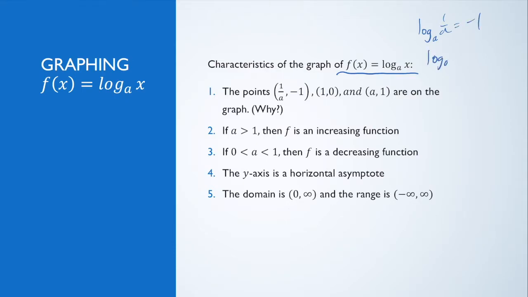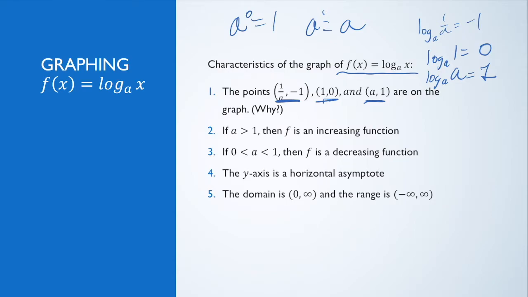If I have log base a of 1, that's going to be 0 because remember, any number other than 0 to the 0 power is 1. And if I have log base a of a, that's going to give us 1 because a to the first power is just a. The opposite of these points is on our inverse function, which would be the exponential of a to the x.